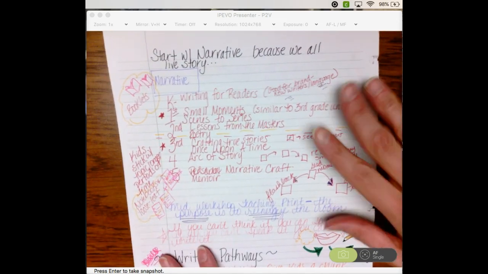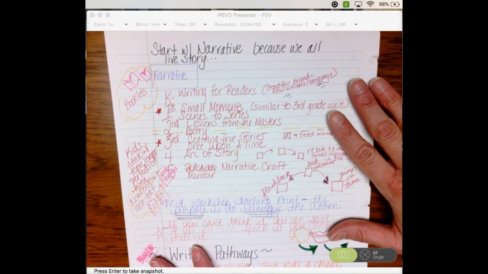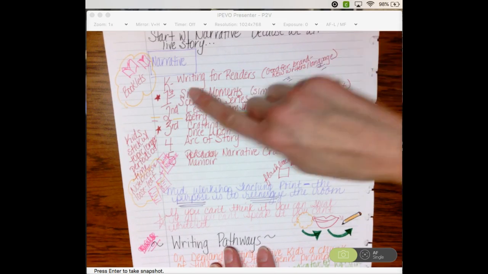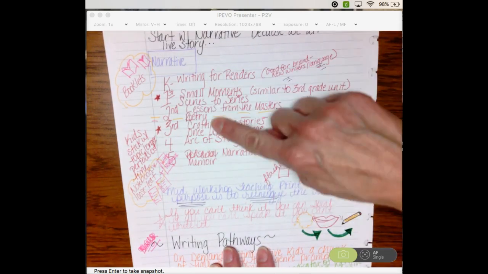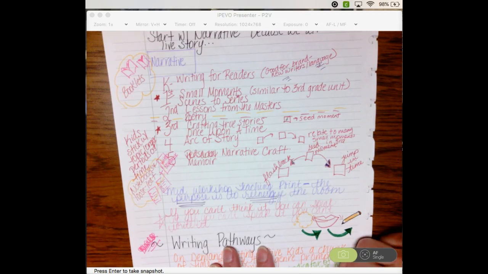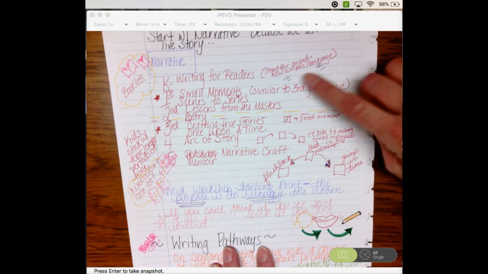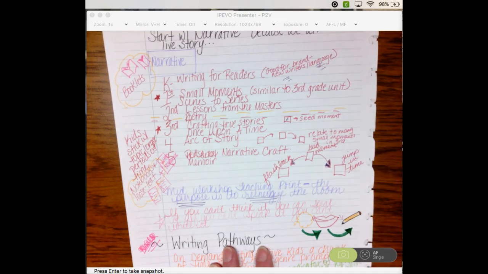Some ways you guys in poetry are teaching narrative, and so I want you to see how it all fits together. So we always start the school year off with narrative because we're all living a story. So as narrative progresses through all of the grade levels, I want you guys to see this. So in kindergarten, they begin writing for readers. So this is good for brand new writers. It helps them develop their language, and they write to just tell their story.